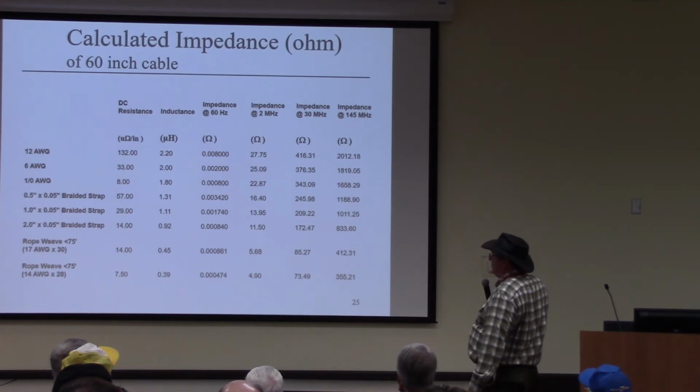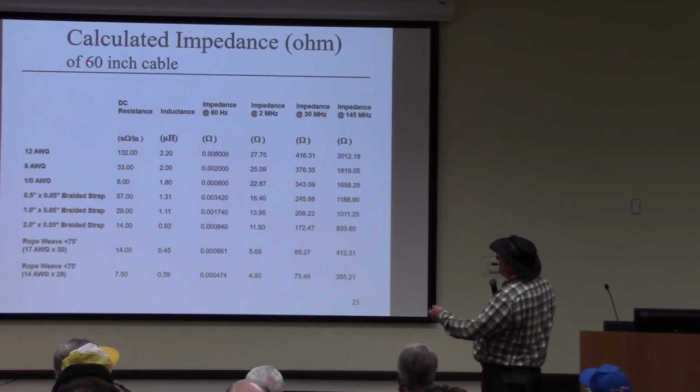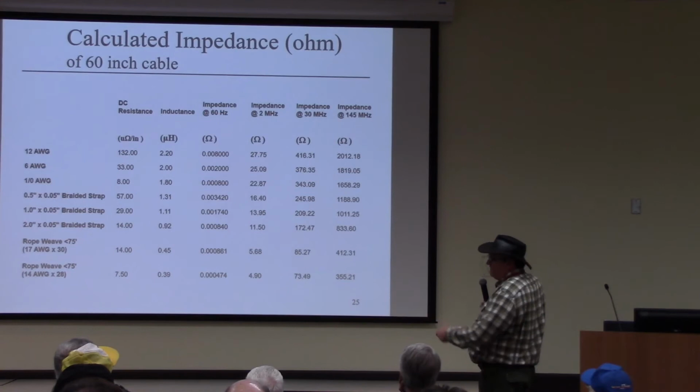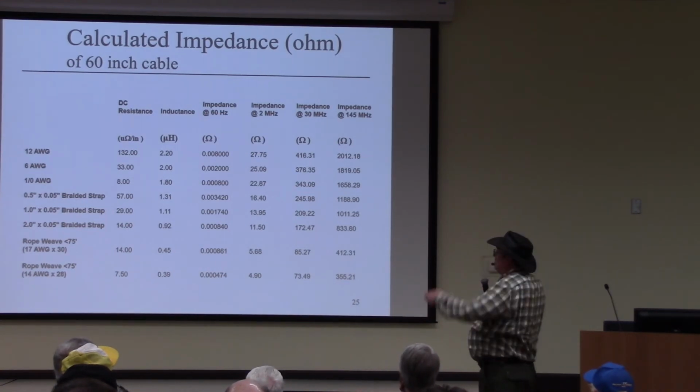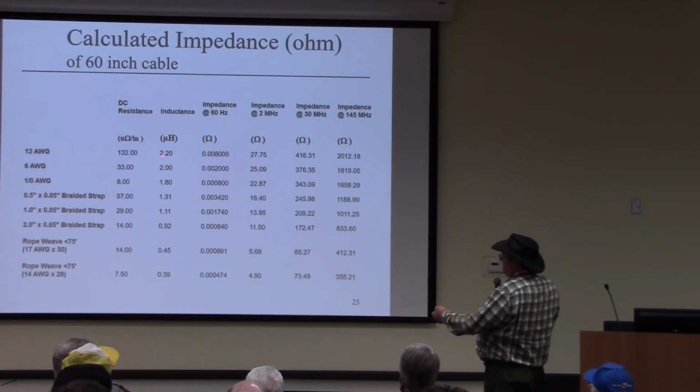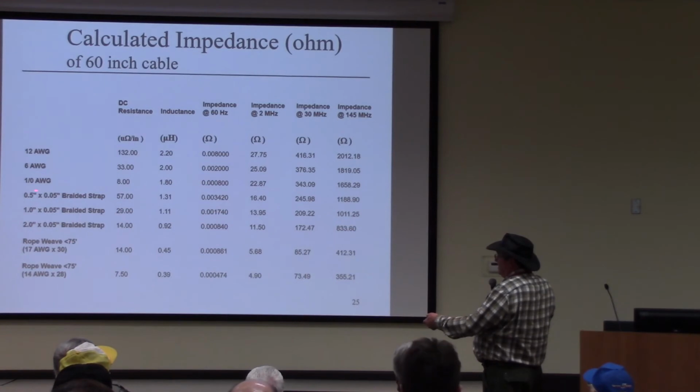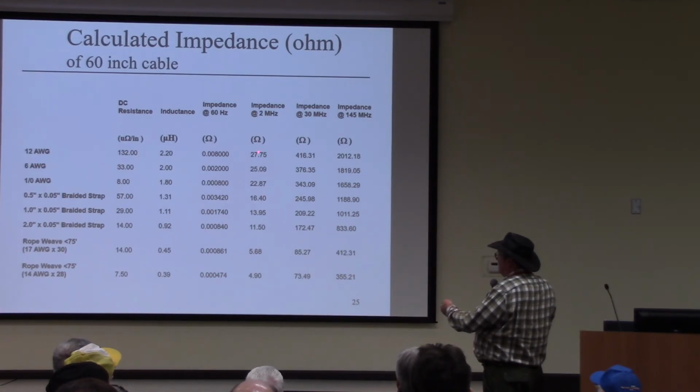So if you're looking at a, let's see, what did I say here, a 60-inch cable, 5 foot piece of wire. Okay, if I'm looking at a 5 foot piece of wire, the inductance is 2.2 microhenries, and at 2 meg it's going to look like 27 ohms. One opt is going to look like 22 ohms. You notice there's not 5 ohms difference here.